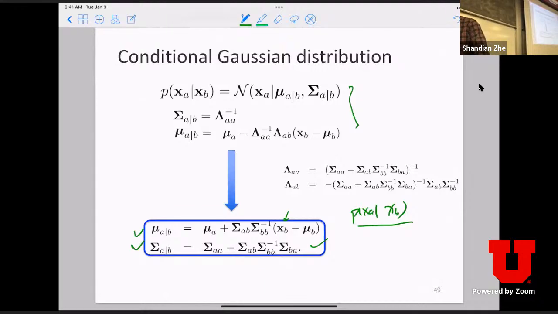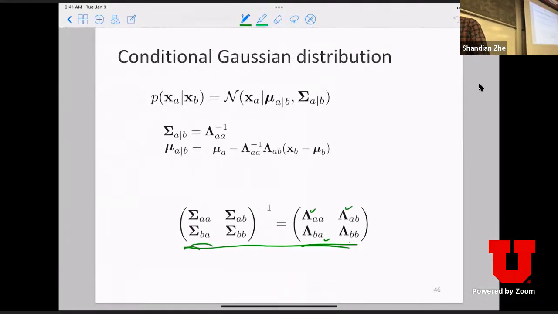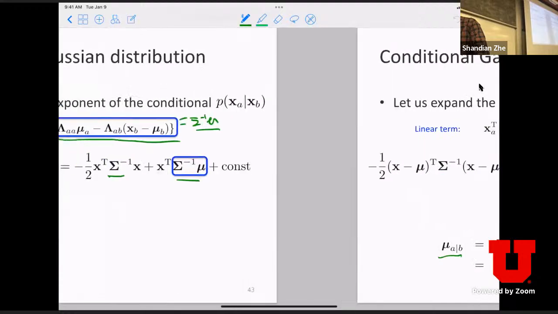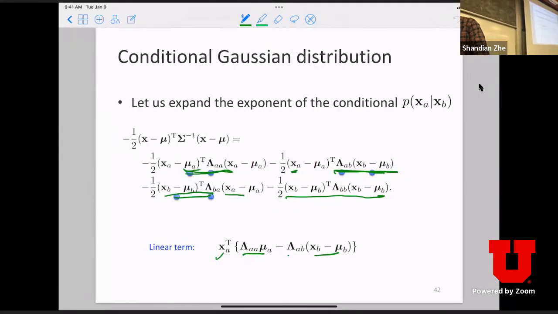If you take a look at the expansion, remember we look at XA given XB. If you just look at the XA terms, it only contains a quadratic term and a linear term. That determines that the conditional distribution will be a Gaussian as well. It's this form which determines that XA conditional on XB is still Gaussian.